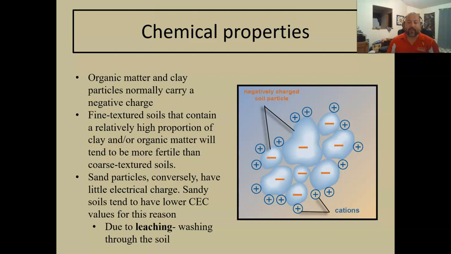Sandy soils tend to have a lower cation exchange capacity for this reason. A lot of that with the sand particles is due to leaching, and leaching is just washing through the soil. The idea is that things will move through the soil quickly, and because that happens, sand does not do cation exchange capacity well, because it doesn't have this high surface area. It doesn't hold things well. It doesn't have these negatively charged particles ready to accept all these positive cations.